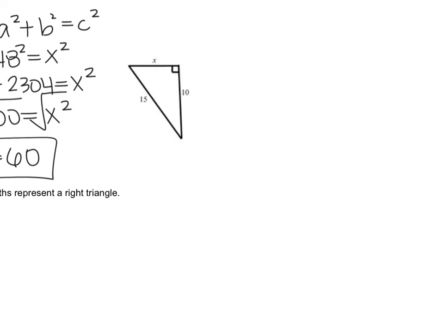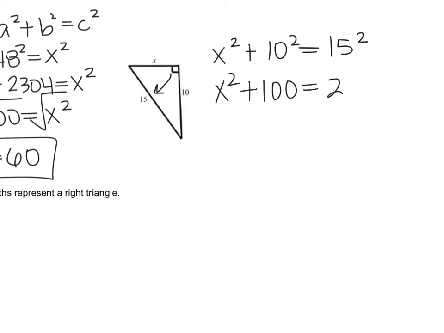So in our next example, I'm going to identify the hypotenuse first, which in this case is 15, which means x is one of the legs. So it doesn't matter which leg x is. I can say x squared plus 10 squared equals 15 squared. I can also say 10 squared plus x squared equals 15 squared. It doesn't matter. So we're going to have x squared plus 100 equals 225.